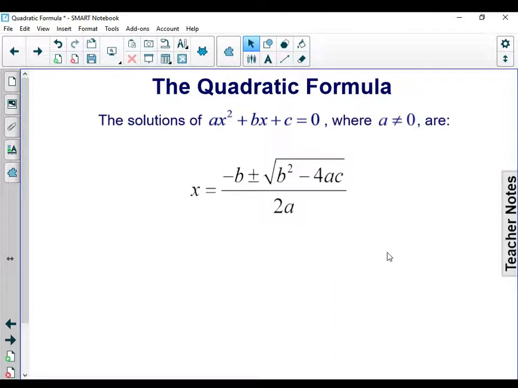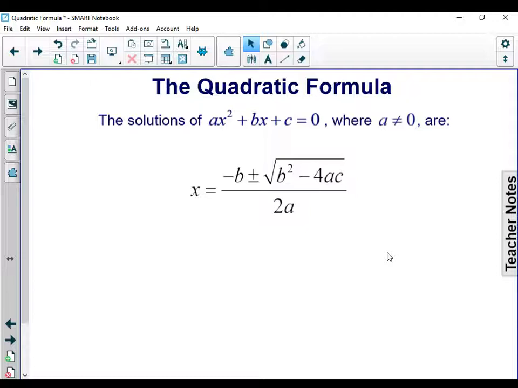Here's our magical formula. Go ahead and write that down. Some teachers will say negative b. I always say opposite, just like when we were finding the vertex. I said opposite of b. But your a, b, and c come from your standard form. Okay?